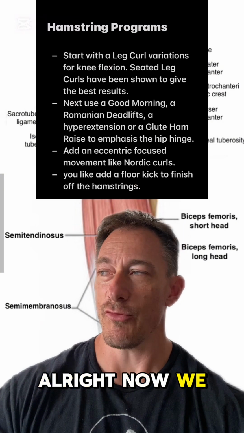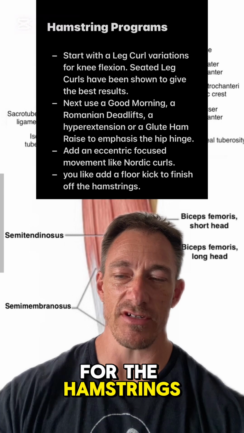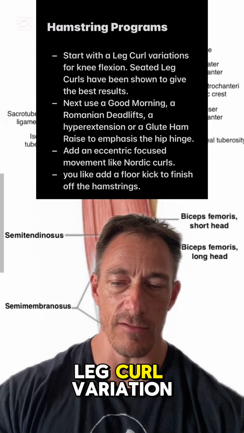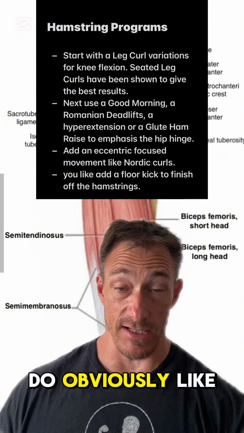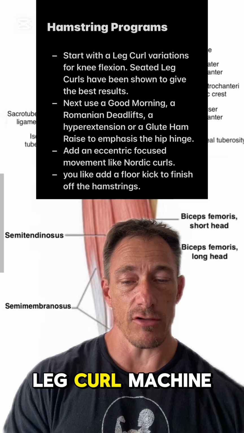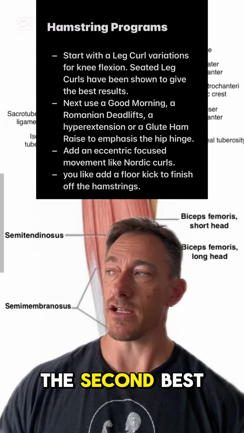All right, now we get to the nitty-gritty part. So what do we actually do for the hamstrings? How do we program them? Number one, start with a leg curl variation. So you can do, obviously, like I said, the seated, the lying, or the standing leg curl machine. Seated being the best, lying being probably the second best.